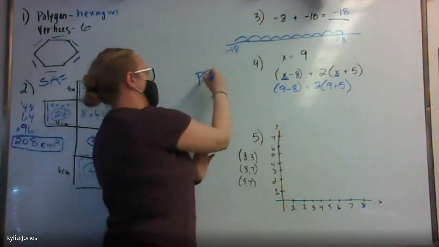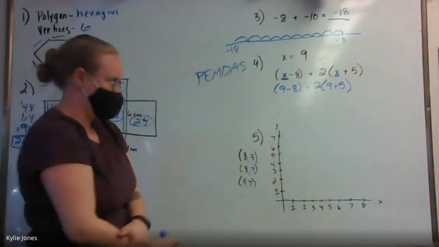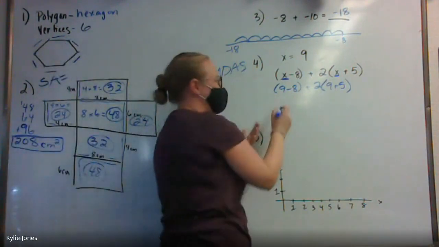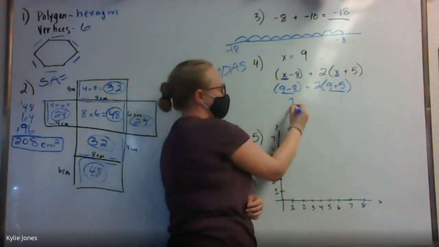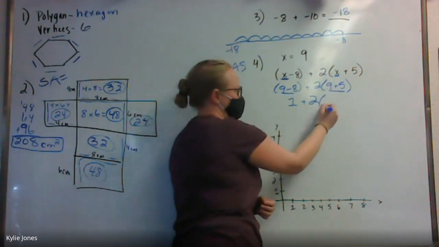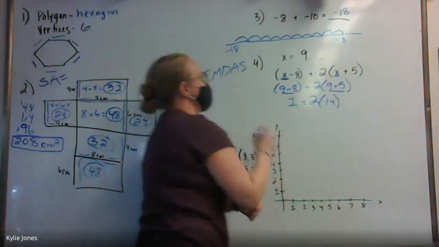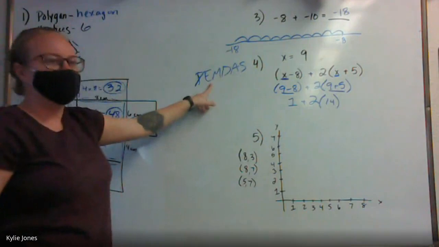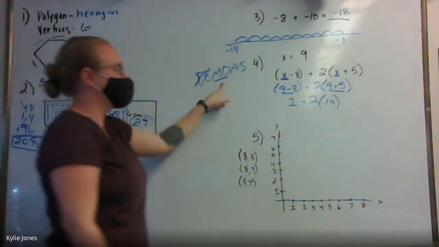PEMDAS. Do we see parentheses? Yep. We can do two at the same time, technically. They're not together. So what's 9 minus 8? 1 plus 2 times, what's 9 plus 5? 14. Okay, we did parentheses. What about exponents? Nope. What about multiplication or division? Yeah, what's multiplying here?